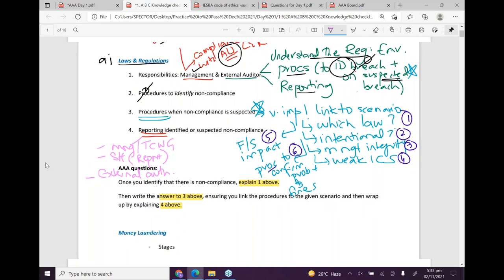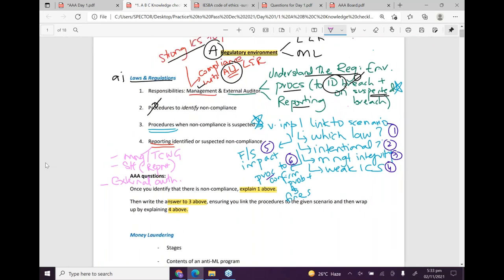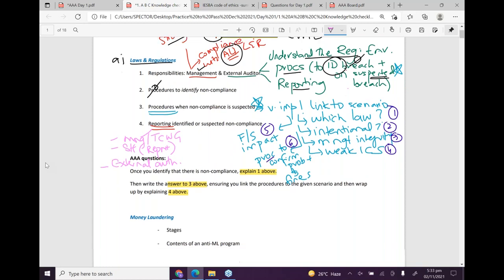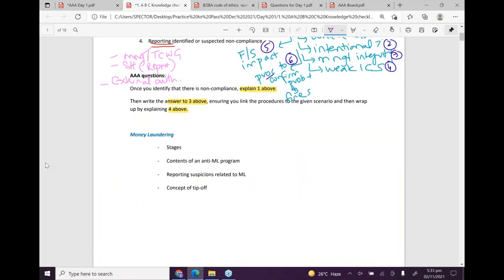So the first part of regulatory environment is laws and regulations. The second part is money laundering. I'm not opening up the chat box right now because unfortunately I won't be able to spend too much time on focusing on the knowledge aspect. My focus has to be on practice rather than telling you what the knowledge aspect is.